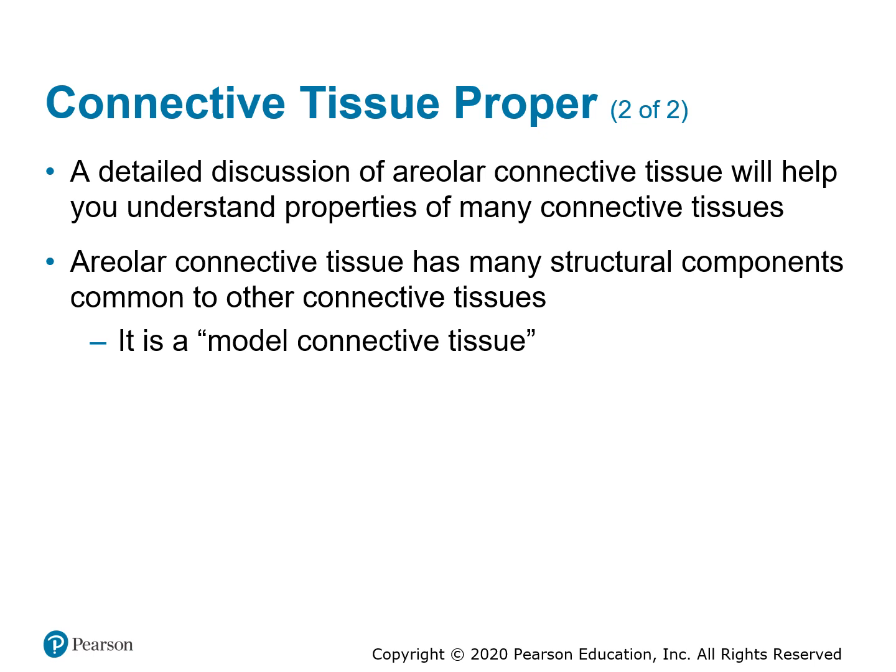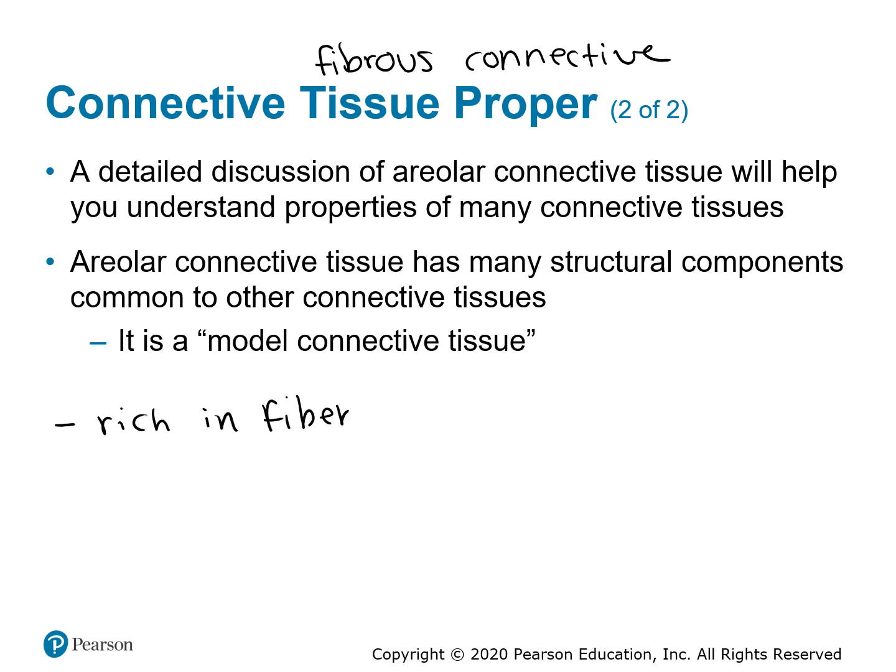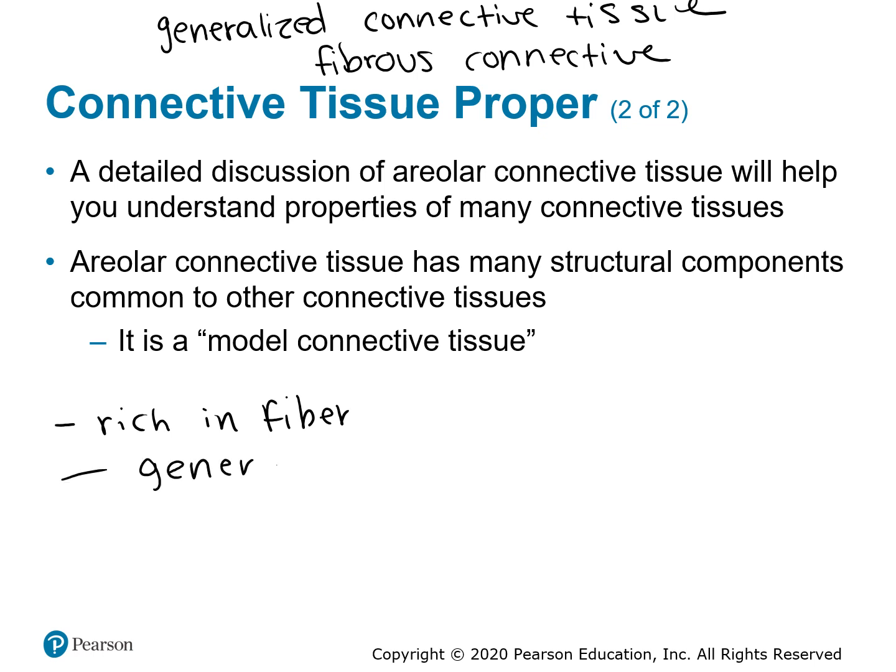Okay, so areolar tissue is used as a model for all other connective tissues. Okay? So connective tissue proper, and we'll talk about all of those in a minute, but connective tissue proper is also called fibrous connective tissue because it is rich in fibers. It has many generalized functions. It's also called generalized connective tissue. So it's rich in fibers. They have generalized functions. And they're found pretty much everywhere in the body.